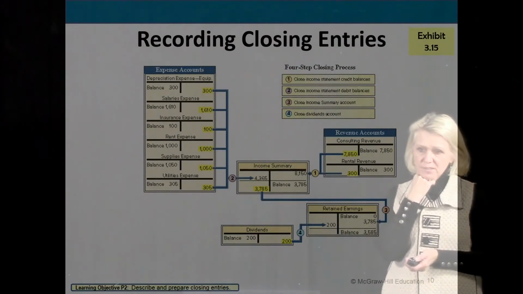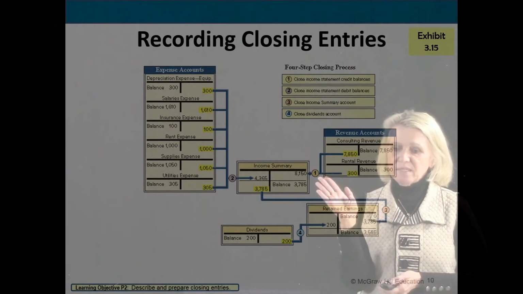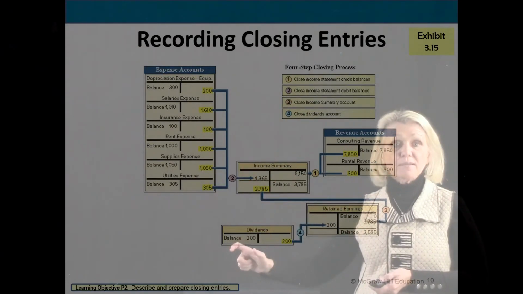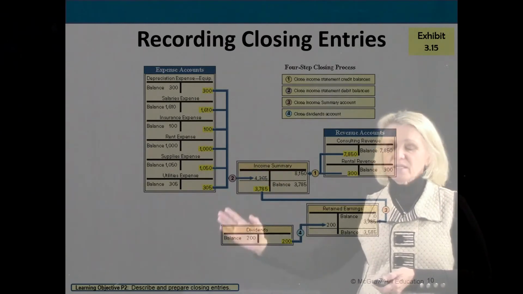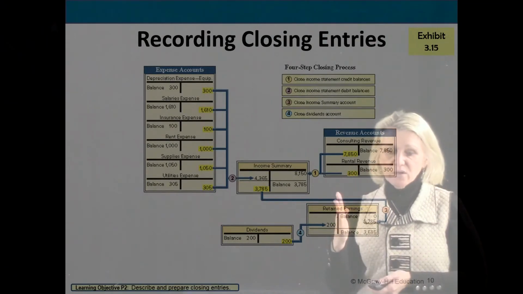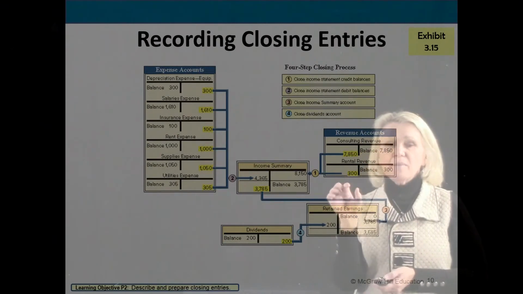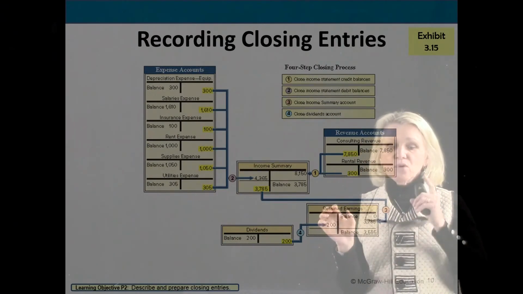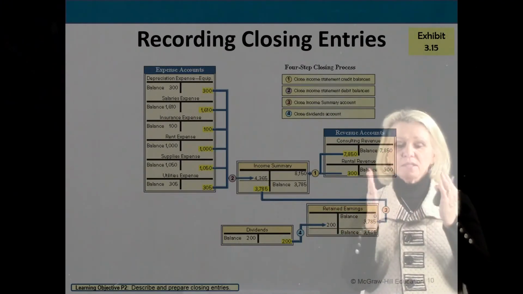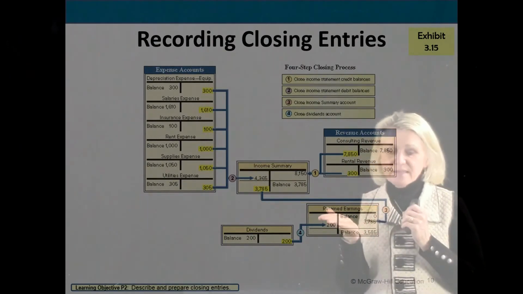So here's how it looks. Depreciation expense, salaries expense, insurance expense, rent expense, supplies expense, utilities expense all had a debit balance because they're expenses, so their normal balance is a debit. We credit that amount, clean those accounts out, move them to zero, and we move the total of those accounts into a debit in the income summary. Revenues, we do just the opposite. We debit income accounts to clear them out. We credit the income summary, and that leaves us with $3,785.